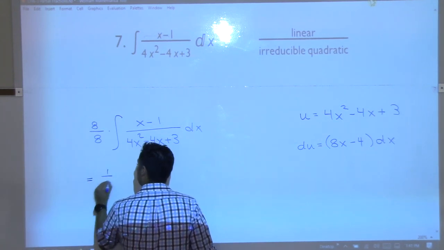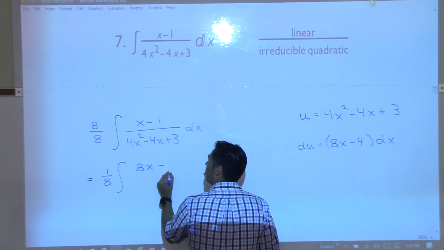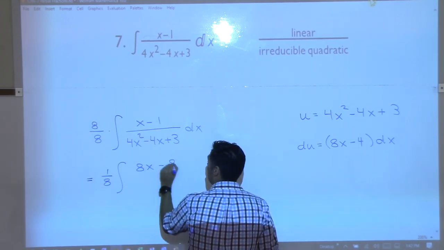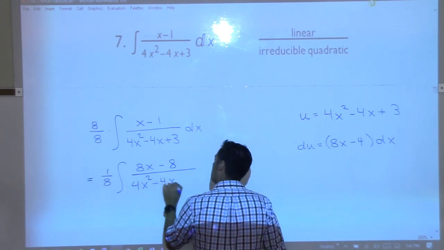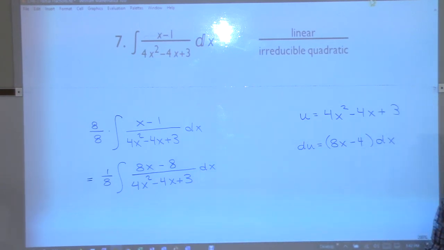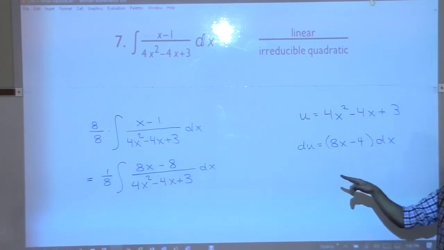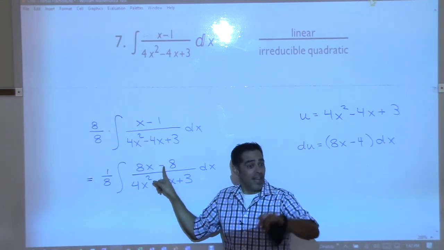We have 1/8 on the outside, integral 8x minus what? Minus 8, right? We're not there. But we're closer, aren't we? We at least have the 8x. Now, what else did we want it to be? Minus 4. Are we going to do an 8x minus 4 minus 4? We could, because you could look at minus 8 as minus 4 minus 4. In this problem, it works out nice, doesn't it?